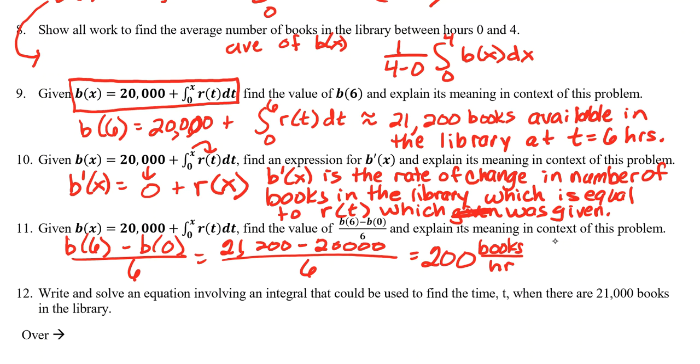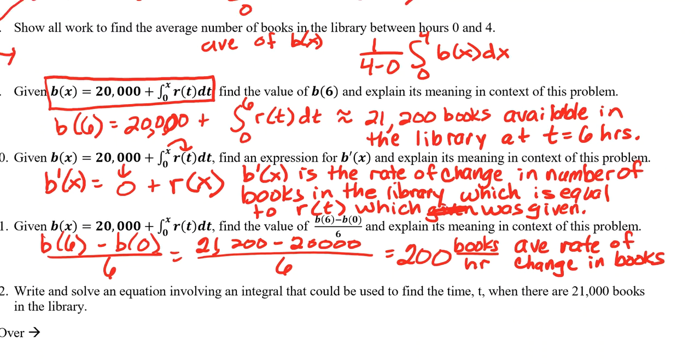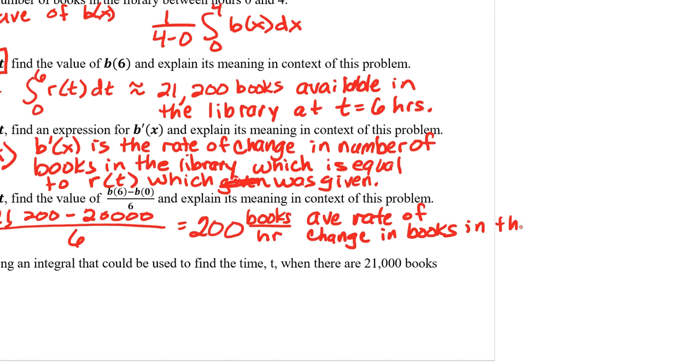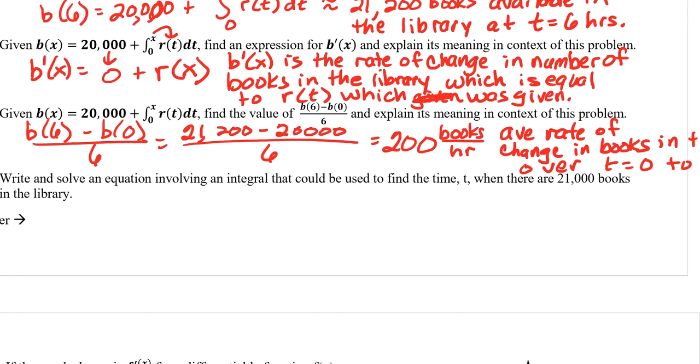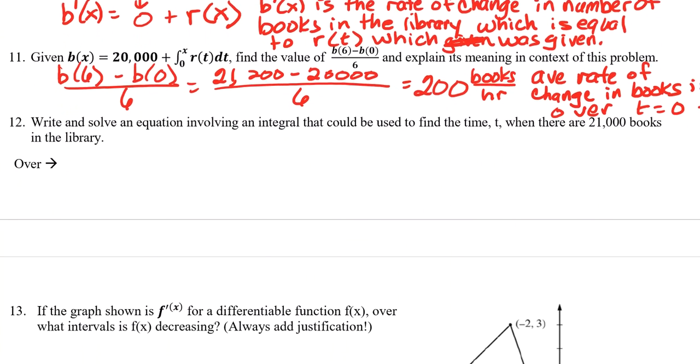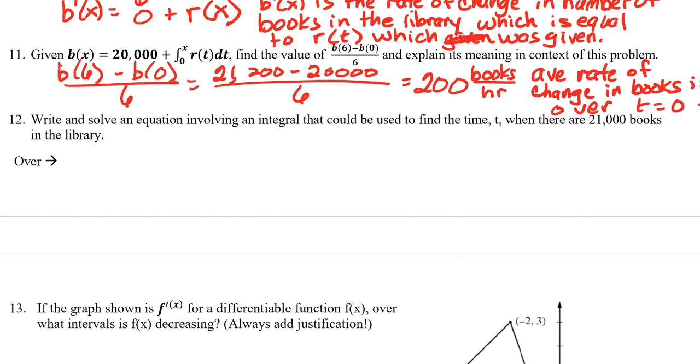So when we do the slope of a secant, we want to get the word average in there. This is the average rate of change in books in the library over t equals 0 to t equals 6 hours. All right, so whenever you're doing the slope of a secant, make sure you get the term average rate into your answer.